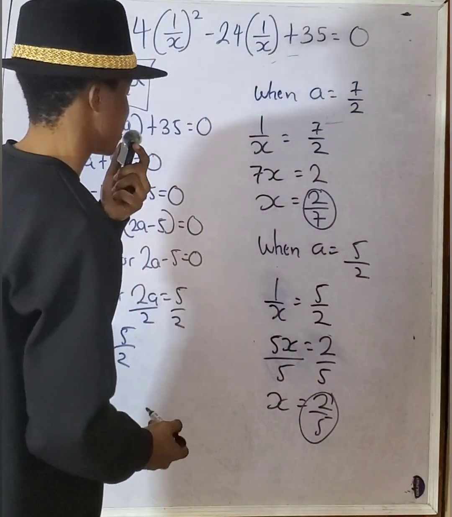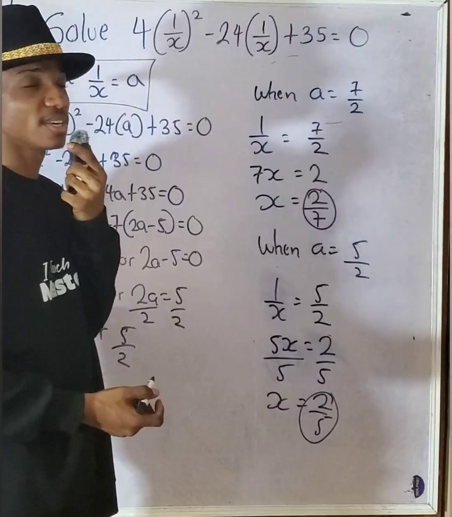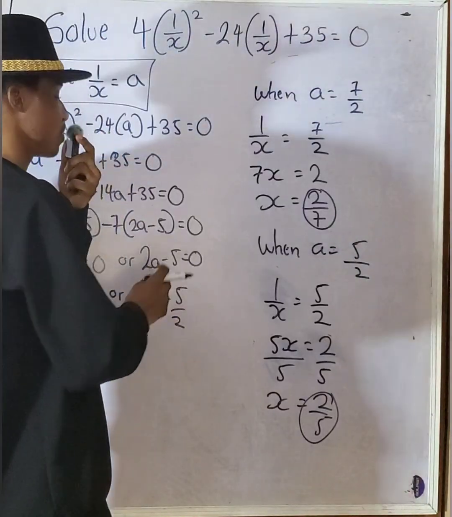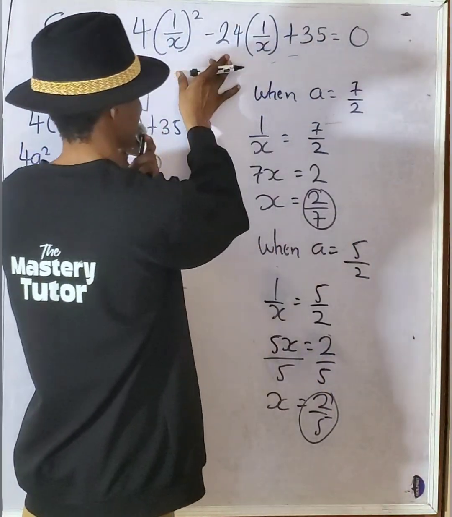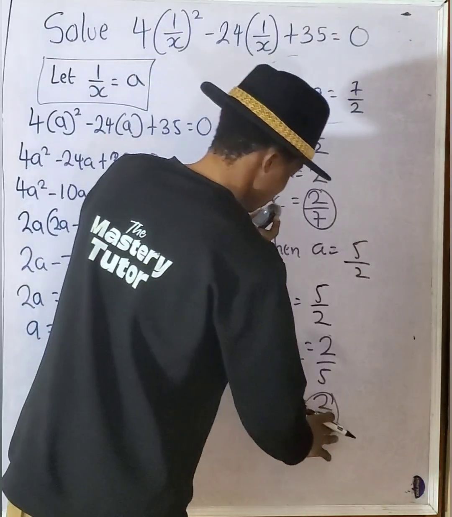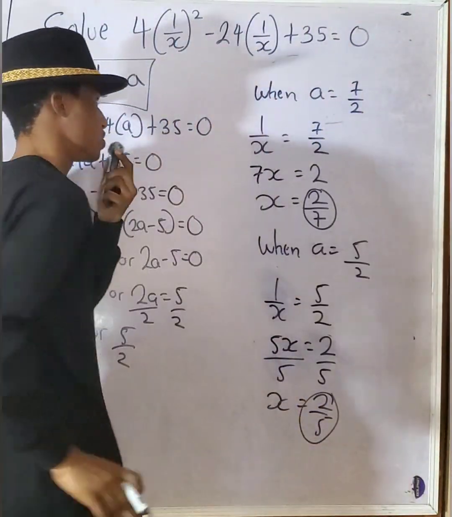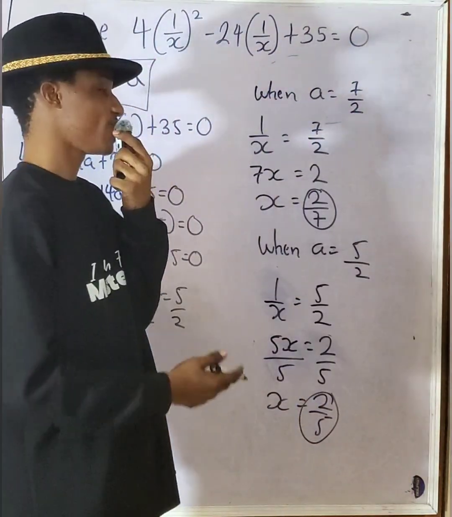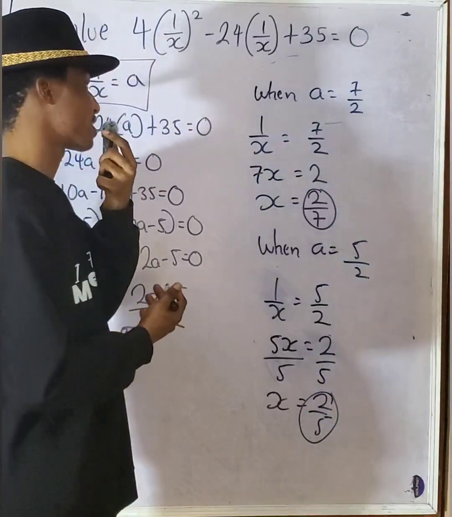If you want to check whether your solution is correct, all you have to do is substitute the value of x as 2 over 7 here. Also, substitute the value of x as 2 over 5. You are going to have 0. Okay, so that is how to approach the question if you encounter it in an exam.